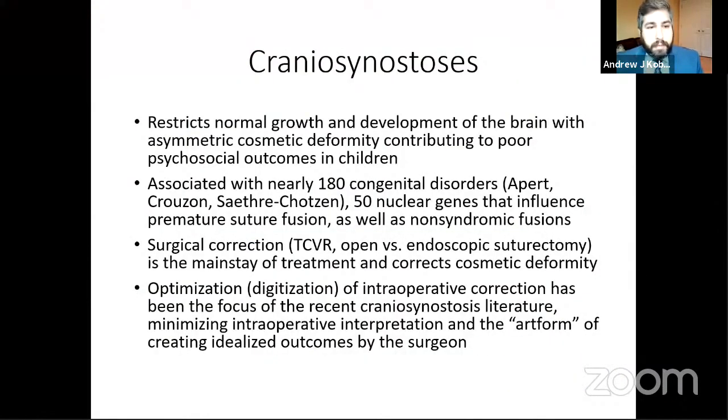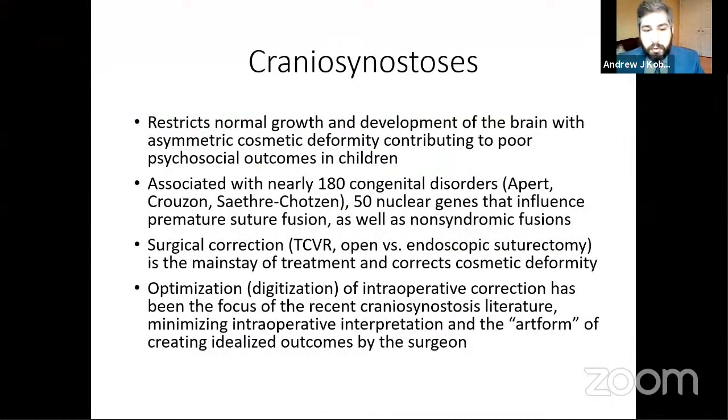So just very briefly, we discussed many times that craniosynostosis restricts the normal growth and development of the brain with asymmetric cosmetic deformity that contributes to poor psychosocial outcomes in children. It's associated, as we discussed, with nearly 180 congenital disorders and 50 nuclear genes that influence premature suture fusion. However, as we said as well, the majority of cases are non-syndromic, and we are understanding the genetics for those as well in the current state of the literature.